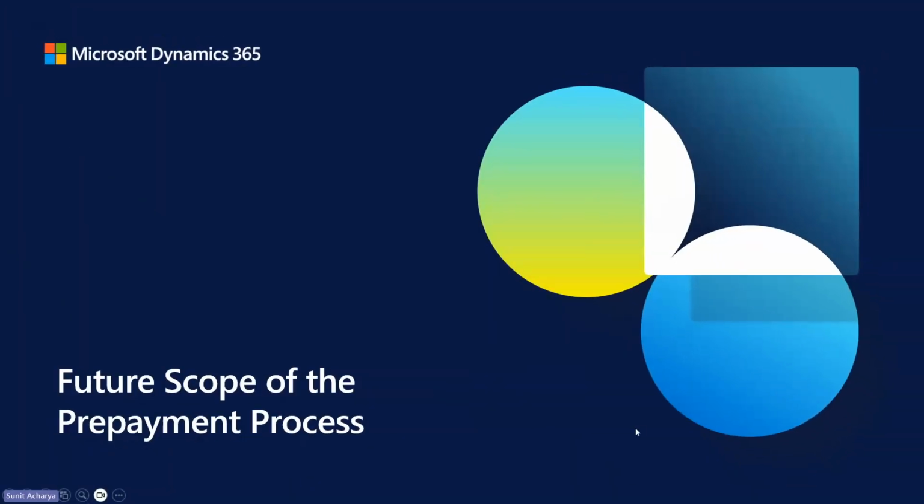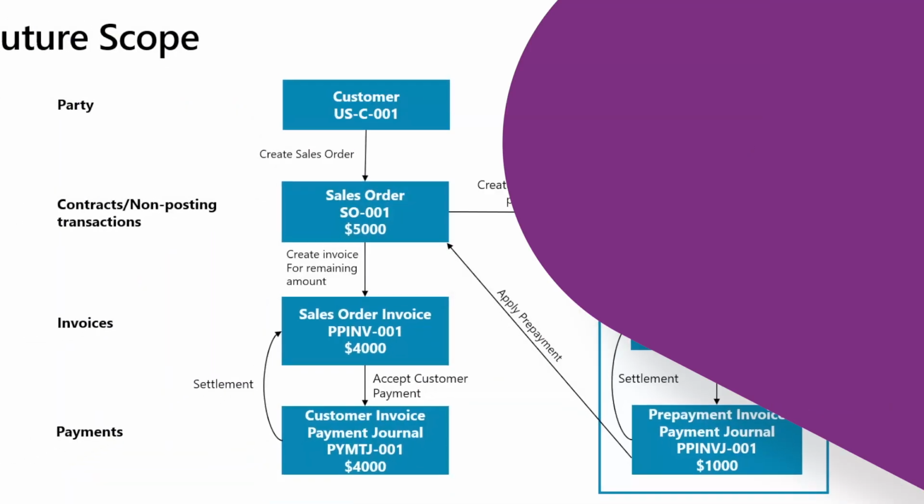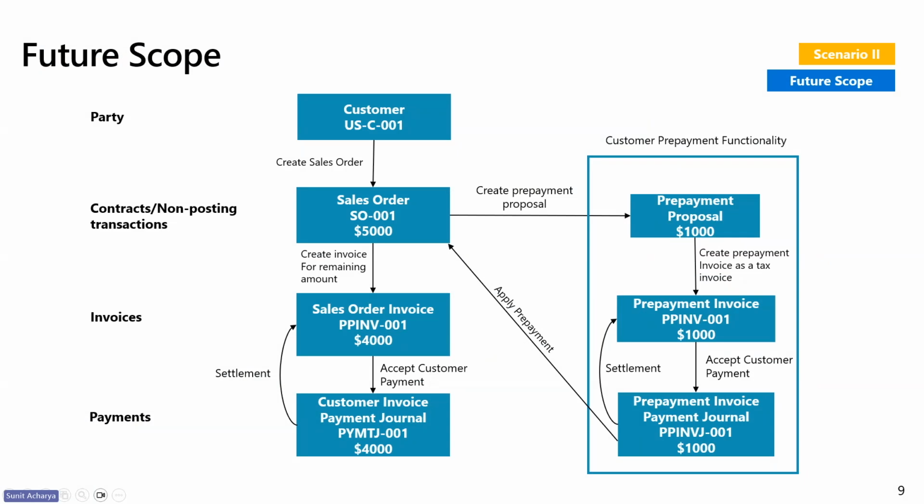Moving on to the future scope, which is scenario 2. The difference here is that the moment you create a sales order and then move ahead to the proposal, and then when you create a prepayment invoice here, this prepayment invoice will be similar in structure to a tax invoice or a legal invoice. Let's put it that way. And similarly, there's a $1,000 prepayment invoice, and then we receive a prepayment journal for $1,000, which is accepting the payment, and then we settle it with this invoice.